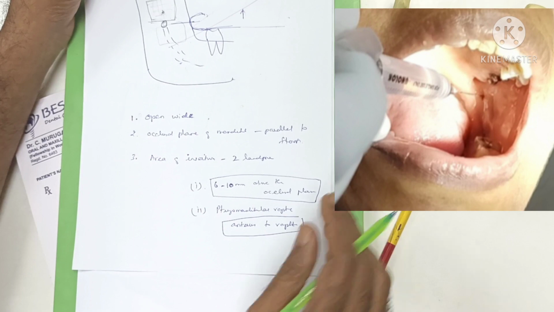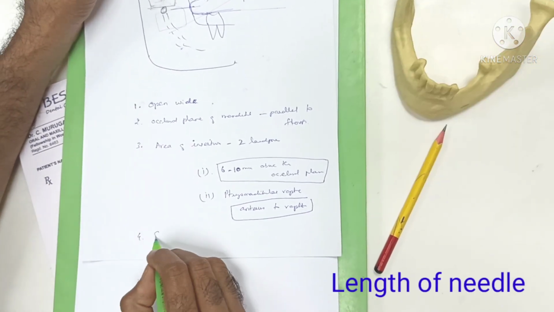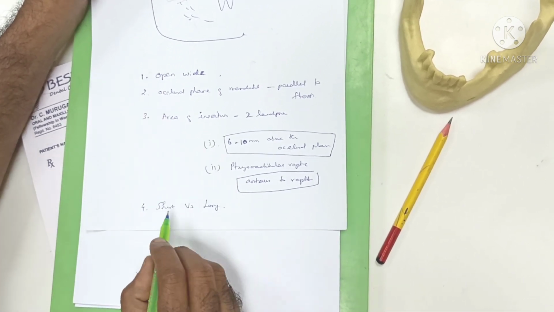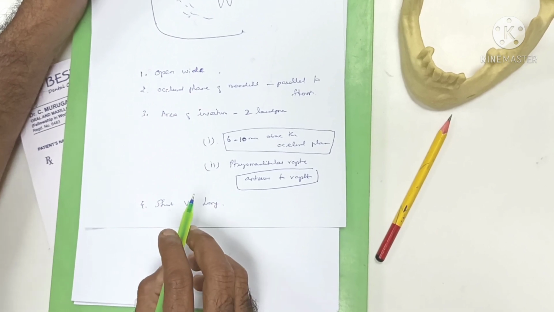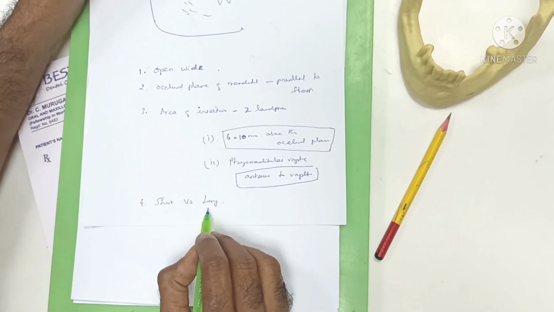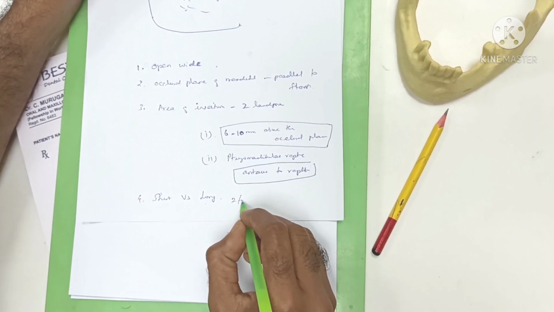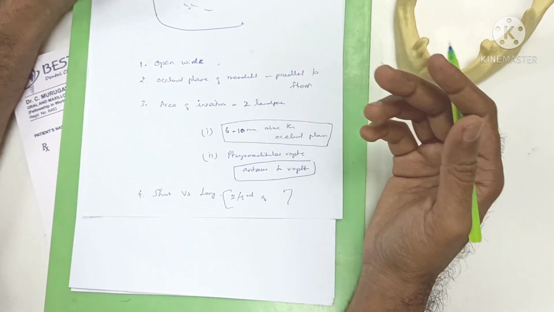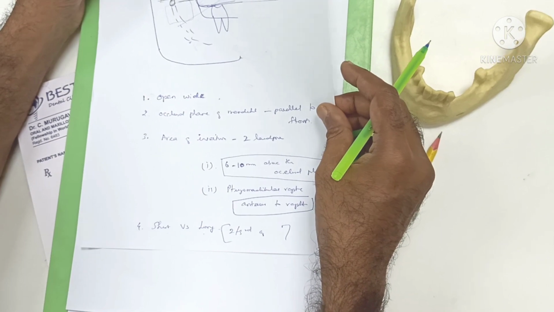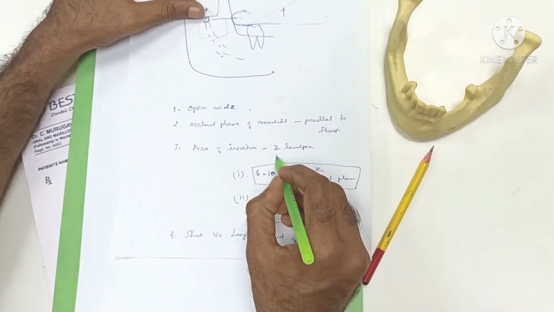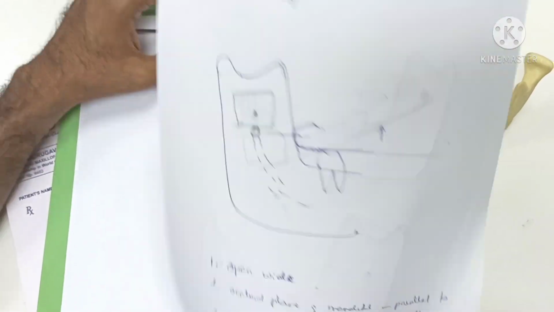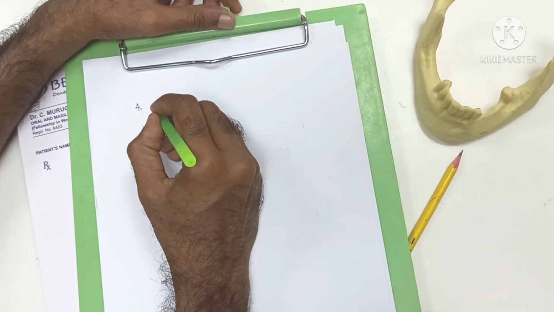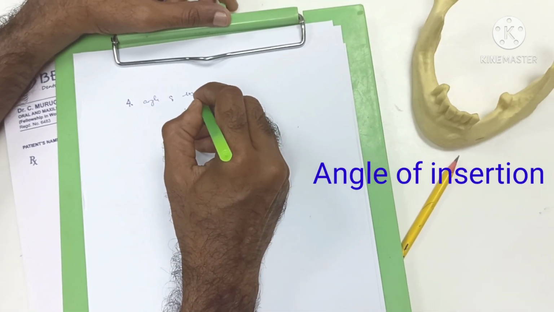So the fourth thing is what length of needle we use, short or long. Anything is okay. If you use short, the entire needle will be inside the tissue. If you are using long, about 2/3 of the needle should be inside the tissue. Then only you can reach this inferior foramen. So the area of insertion has two landmarks, and the next point is angle of insertion.